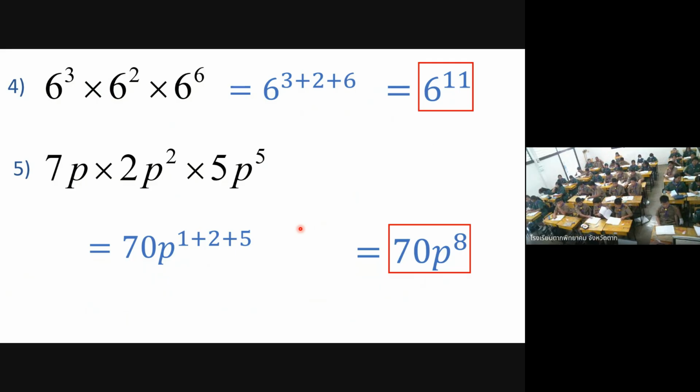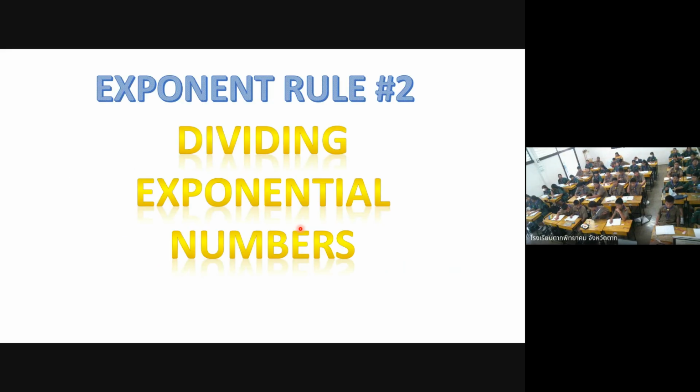Okay, next. Again, that's exponent rule number 1. Let's proceed with exponent rule number 2. Exponent rule number 2 is dividing exponential numbers. Now, earlier, we multiply. This time, we're going to divide.